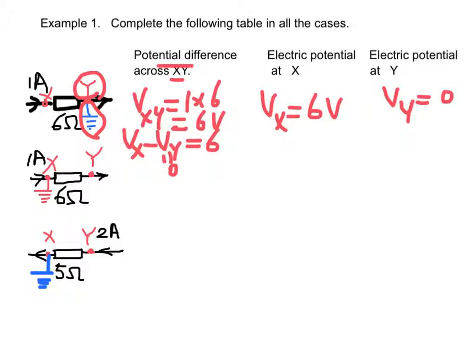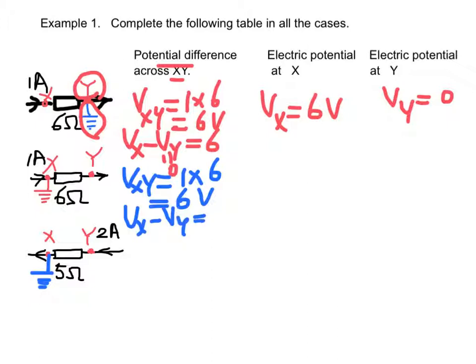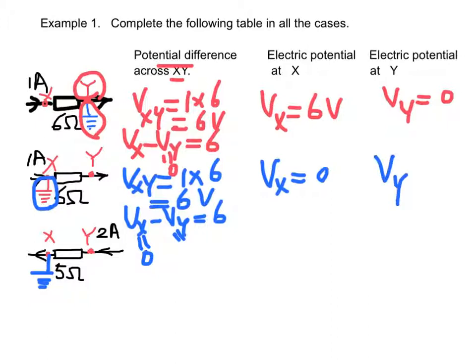In the second case, we have potential difference across XY is Vxy equal to IR, 1 times 6 equal to 6 volt. That means Vx minus Vy equal to 6. Now, since X is earthed, that means we have V at X equal to 0. Since Vx is 0, therefore we have potential at Y becomes negative 6 volt.